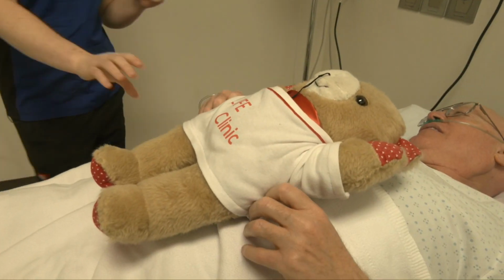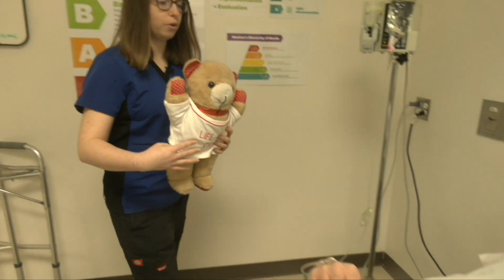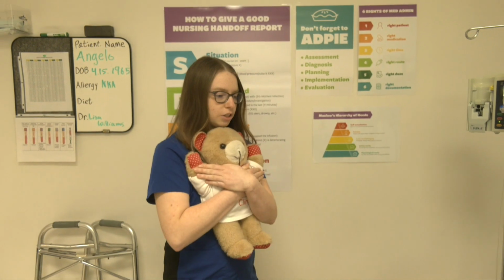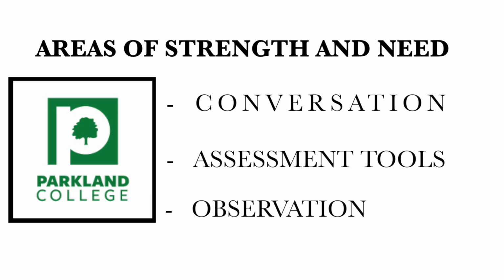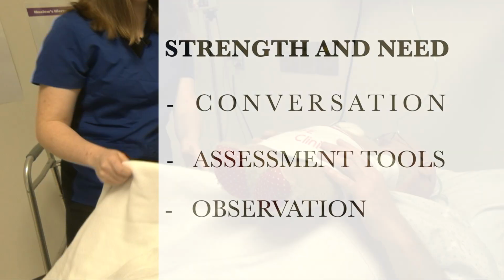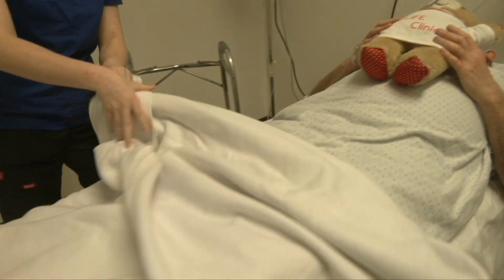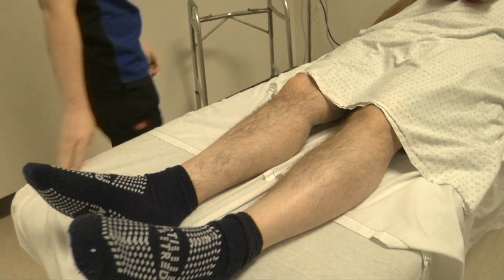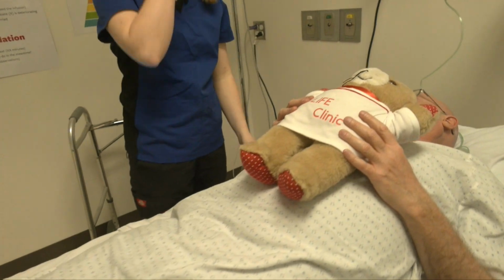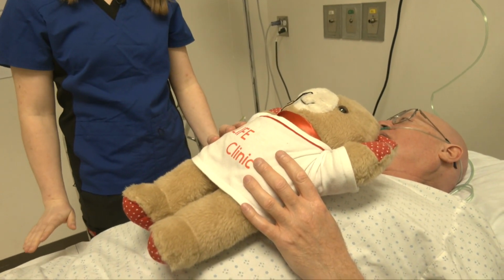Before the OTA can begin working with the patient, the supervising occupational therapist will need to evaluate the patient to identify areas of strength and areas of need. This is typically done through conversation, assessment tools, and observation. Once the OT has completed the evaluation, they will then write goals and a plan of care that will need to be met before discharge. The OTA will carefully read the evaluation and plan of care that the occupational therapist provides.